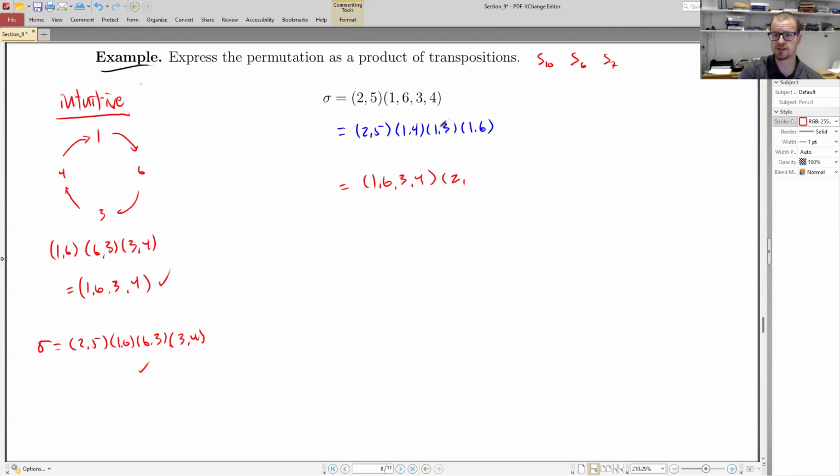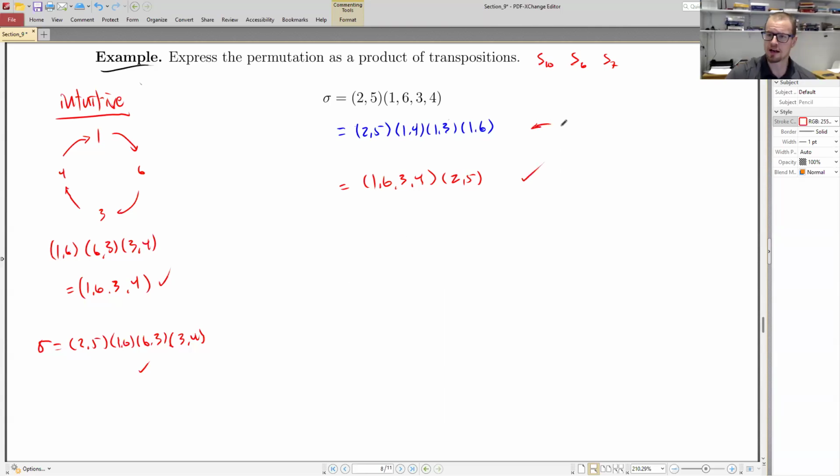This does nothing to 2. This does nothing to 2. This does nothing to 2. This sends 2 to 5. Excellent. What happens to 5? This does nothing. This does nothing. This does nothing. This sends 5 to 2. Close. The only other number to consider, well, there aren't any. I wouldn't go any higher than that because 6 is the highest number that appears. So we should be all set, right? We have verified our answer there.